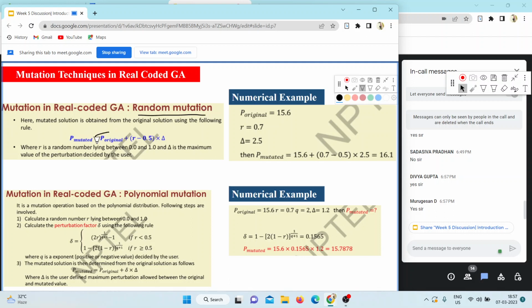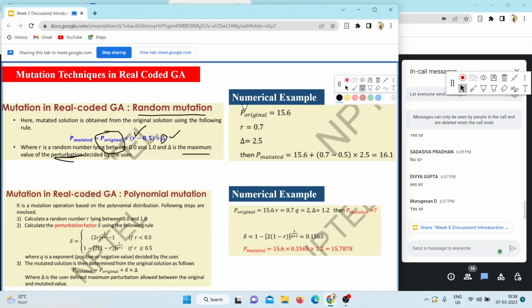You will be given an original bit, and this delta is known as the perturbation factor. Generally this delta will be given to you, this R value will also be given to you. You have to put this formula, that is your mutated bit will be equal to original bit plus R minus 0.5 into this delta, or maximum perturbation factor, right?